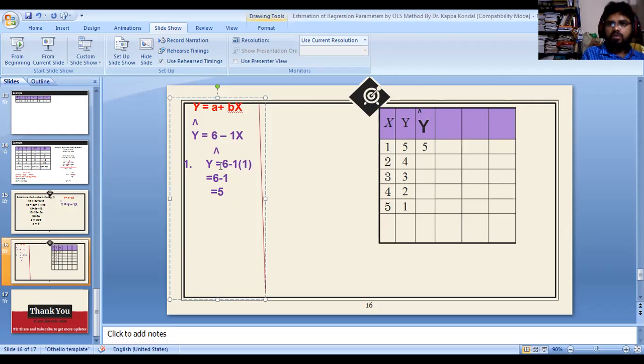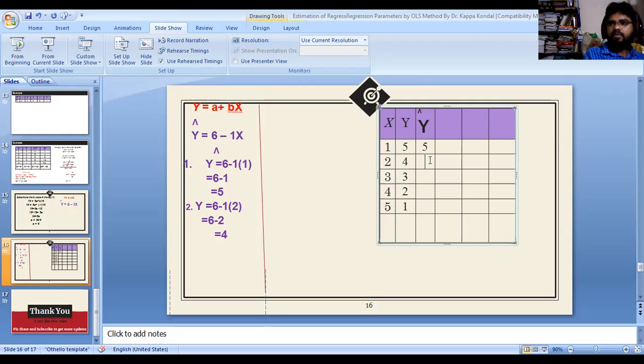Then, in the same way, for the second one, y cap is equal to 6 minus 1 into x. What is the x value here? 2. So instead of x, we put 2. Then it is 6 minus 1 into 2, that is 6 minus 2, which is 4.